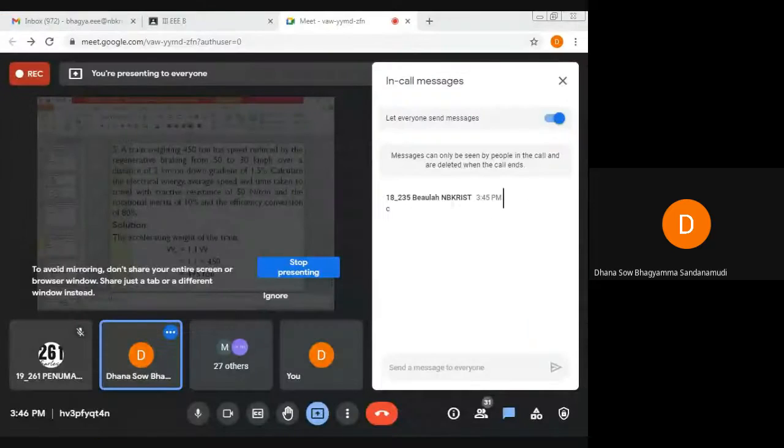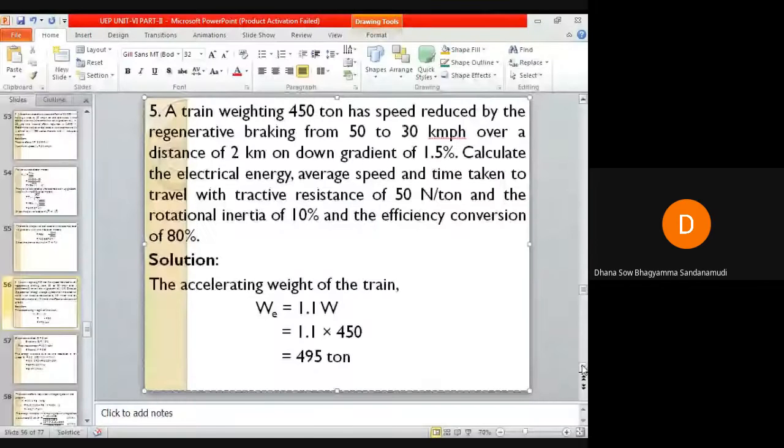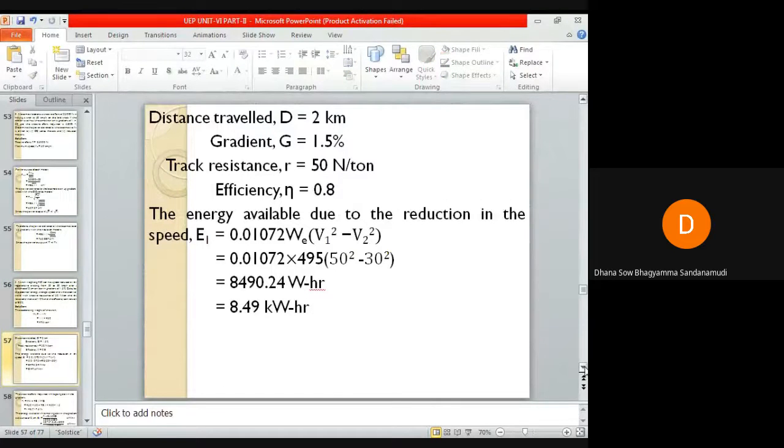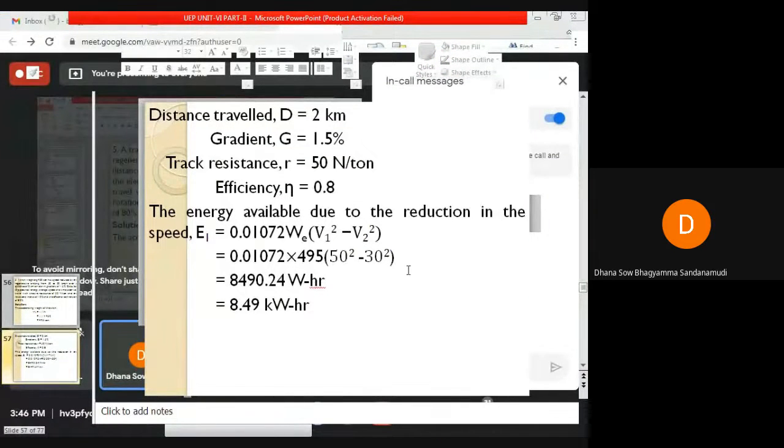So I hope you have already written the given data in your notes. The distance traveled is 2 kilometers. I'm assuming some notation to represent this: D equals 2 kilometers, gradient G equals 1.5, tractive resistance 50 newtons per ton, efficiency is 0.8.